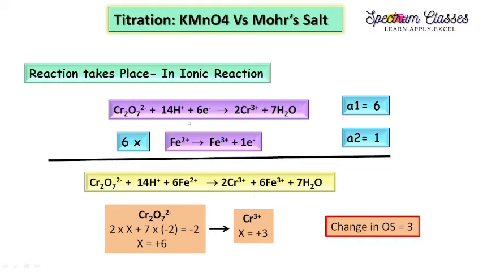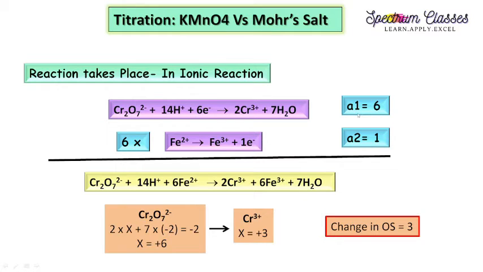So here some of the students get confused. If the change in oxidation state is 3, then why have we written A1 equal to 6 and A2 equal to 1? So here, what is A1? A1 is equal to 6.